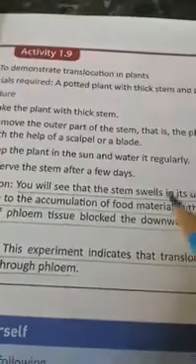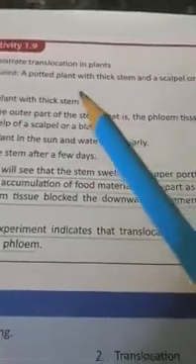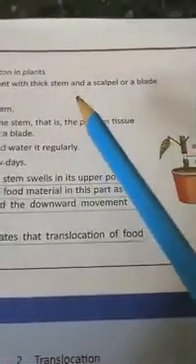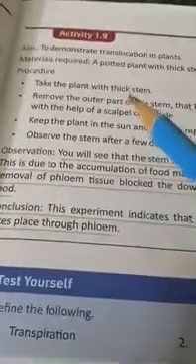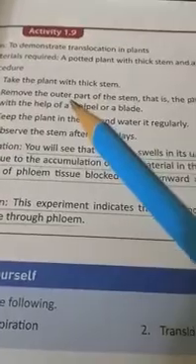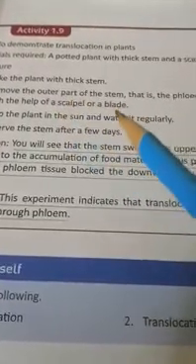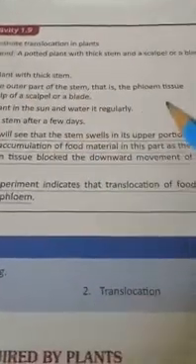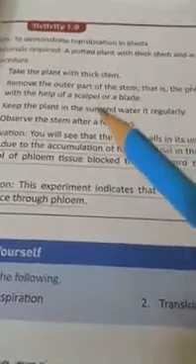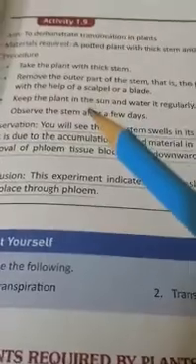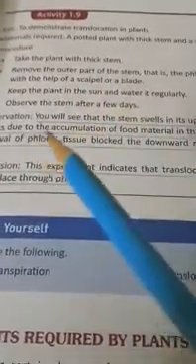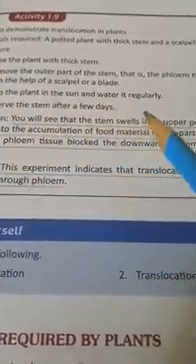Okay. Now let us see an experiment to show translocation in plants. For that we need a potted plant with a thick stem and a scalpel or a blade. How to do this experiment? We take the plant with a thick stem and remove the outer part of the stem, that is the phloem tissue. Actually the outer part contains the phloem tissue and the inner part contains the xylem tissue. We do this with the help of the scalpel. Then we keep the plant in the sun and water it regularly.